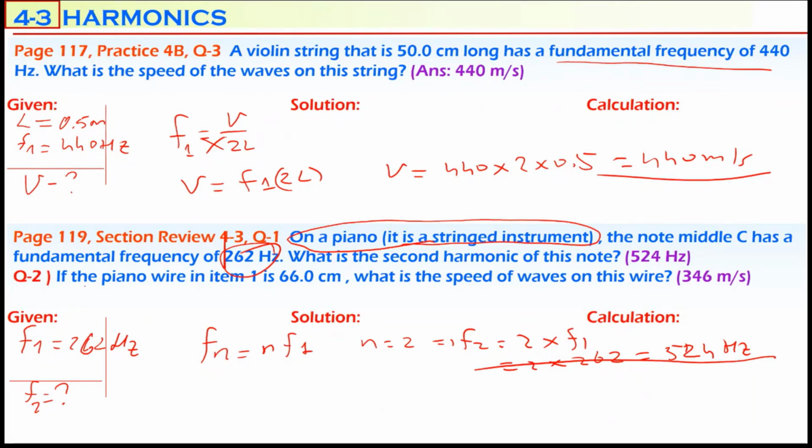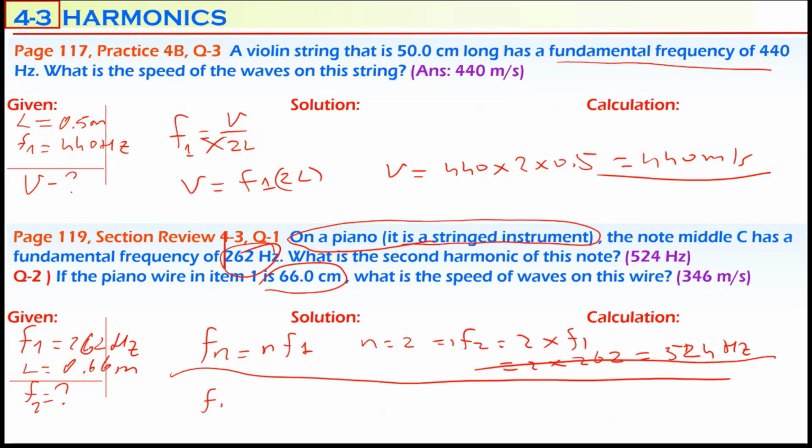Question 2 says that the wire is 66 centimeters long, so the length of the wire is 0.66 meters. What is the speed of the wave on the string? According to the fundamental frequency equation, F1 is equal to V divided by 2L again. With a cross product, you get V as the fundamental frequency multiplied by 2L. Fundamental frequency 262 multiplied by 2L, where L is 0.66. When you multiply them all, you get a speed of 346 meters per second.